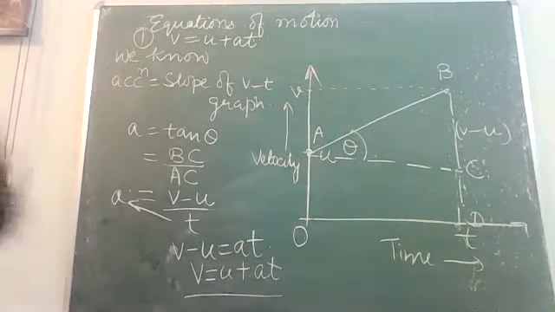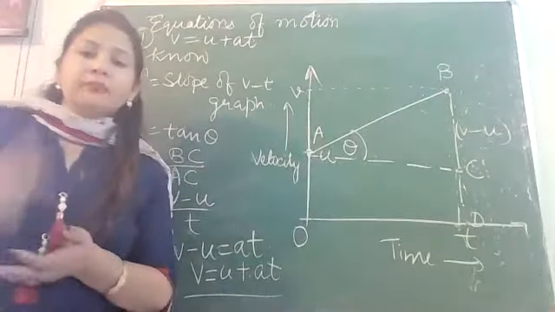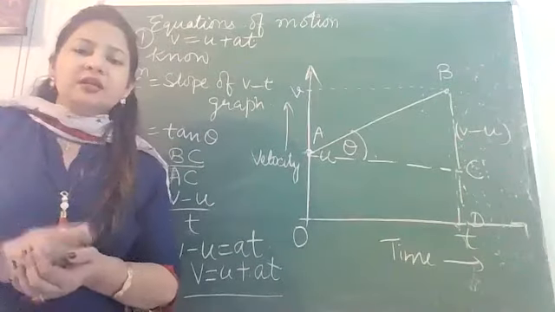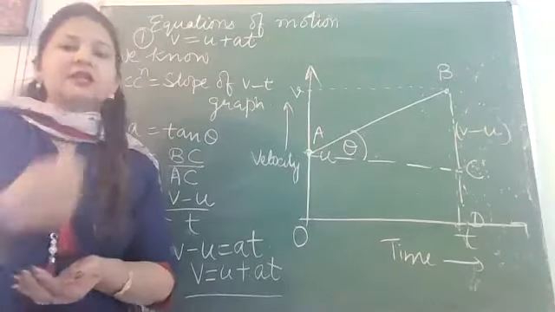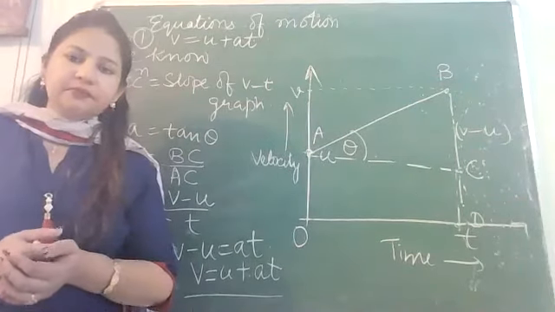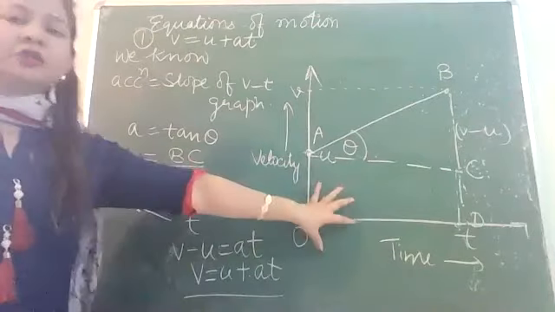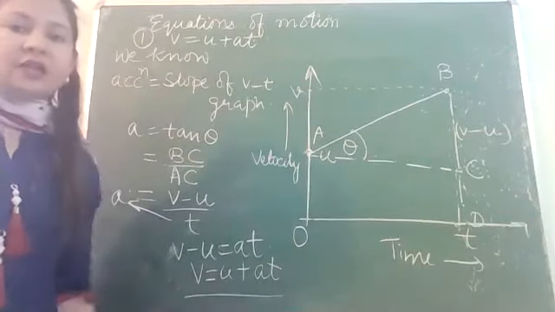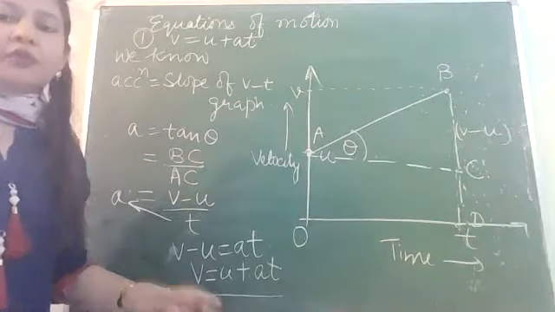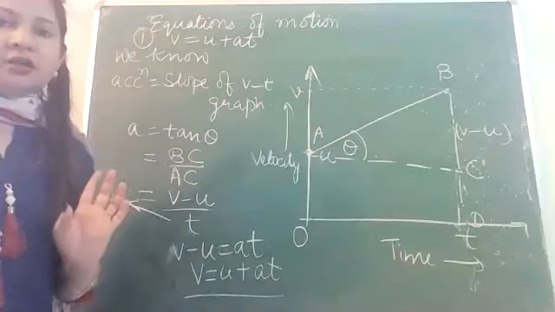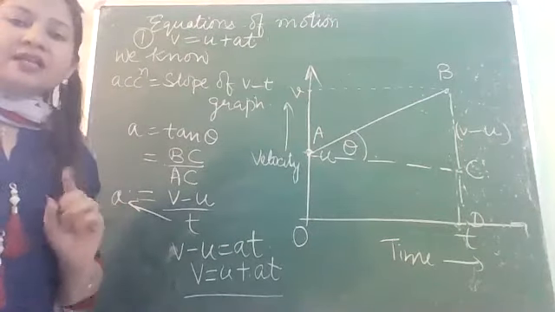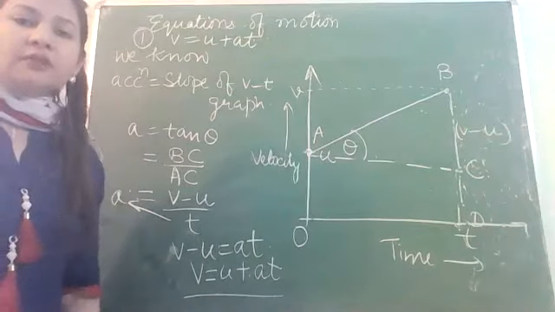Actually we are to prove all three equations of motion by two methods. One is a simple method, second is the graphical method. So this is the proof by graphical method. The same graph we will be using for proving all three equations. So right now we have proved only the first equation of motion. Clear? Now let us derive the second equation of motion by graph.